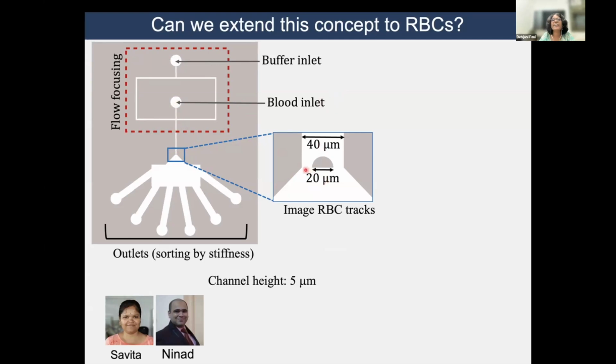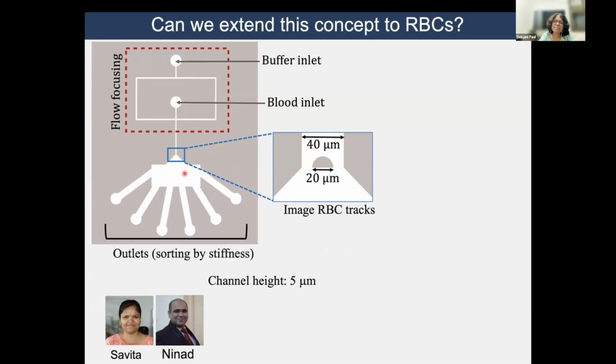Now, if you see here, the distance between the side of the pillar and the channel wall is about 10 micron on each side. So the RBCs are not actually being squeezed by the constriction, but they will be squeezed by the flow when they go here. This is the area where we take images and try to see at what point the RBCs leave this region.